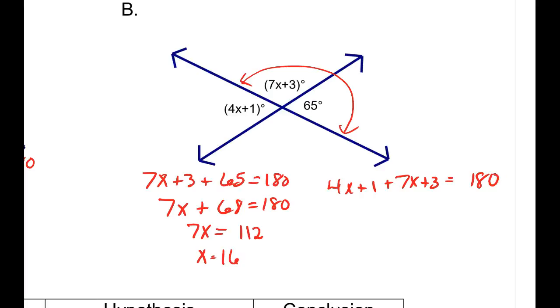That's perfectly acceptable. If you show me work, would I give her full credit for this? Because look what happens, guys. I get 11x plus 4 is equal to 180. So 11x is going to equal, what's that, 176? Guess what x still equals? So would I be good either way? Yeah, the cool thing is if you know the linear pair theorem, it doesn't matter which one.